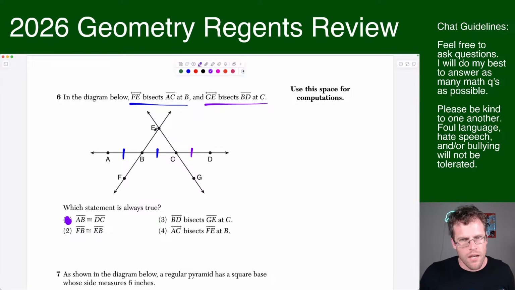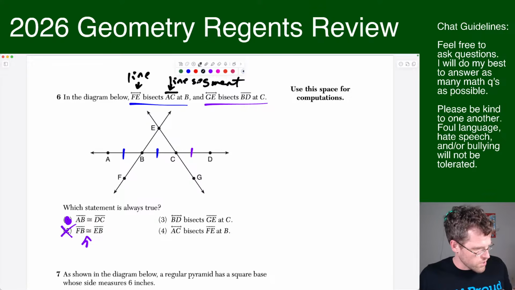FB is not equal to EB. We can't say that because they didn't say, let's see, FE. Actually, not even, because FE is a line. So you ready for this? FE is a line, so we can't even say bisect each other, because these are not line segments. These are lines coming through. You can't really bisect a line, you can only bisect a line segment. This is a line segment without the arrows, and this is a line. So this is a nice little vocab heavy question. Okay, but 6 is choice 1. Oh, I'm glad it's easier.